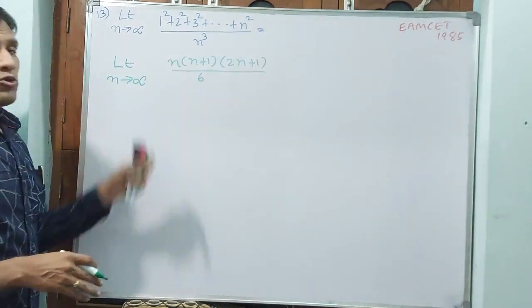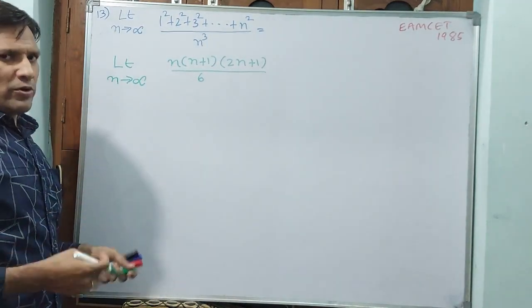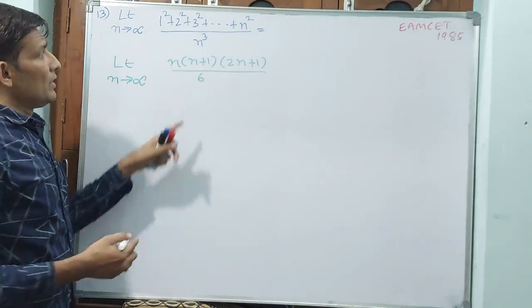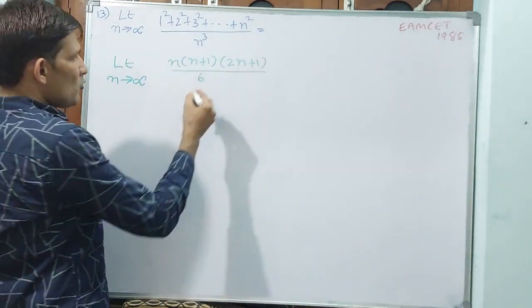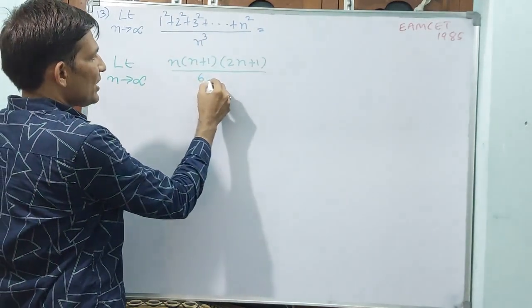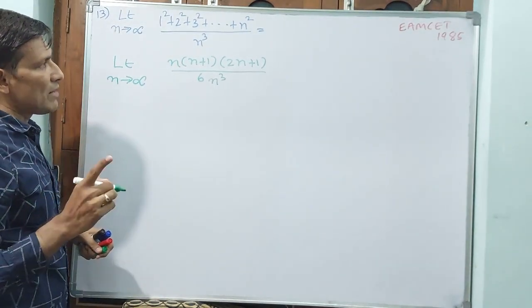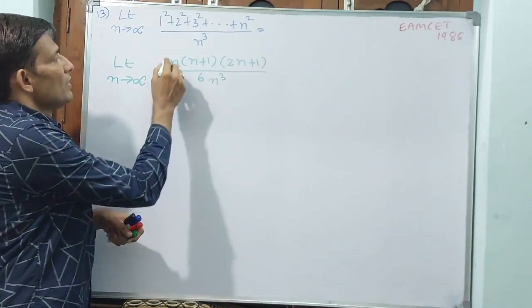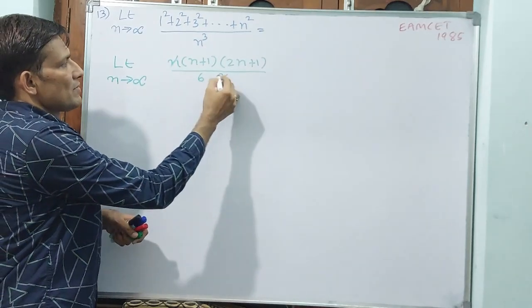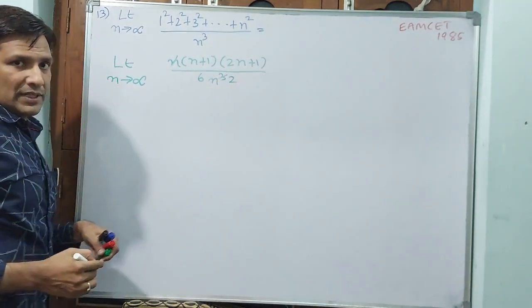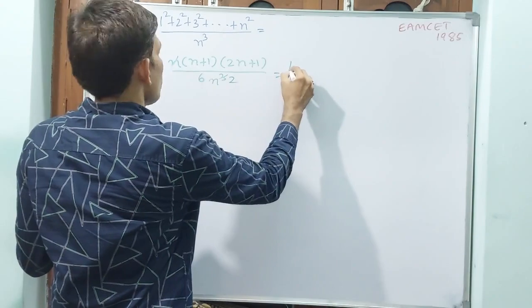Why? Because 1 to the power of 4 normally we don't get. But what about n cube? n cube is also there in the denominator. Shall I write it directly like this? Definitely I can write. See now what I am doing. First I am cancelling this, and this is going to become n square. That's all. Now you proceed further.